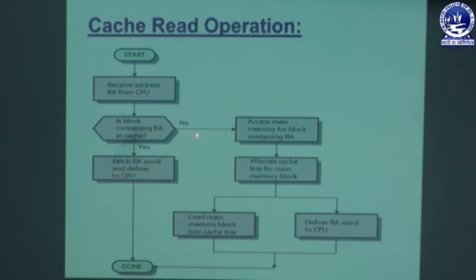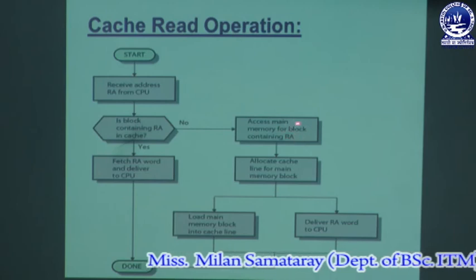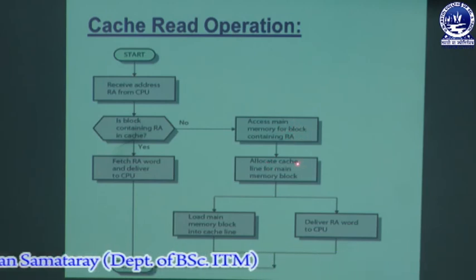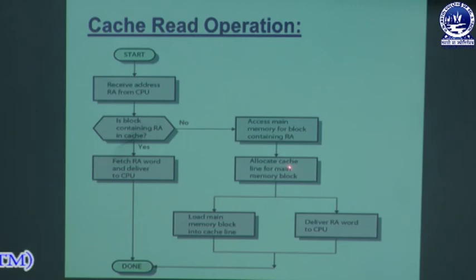If it is not present in the cache, then it will access the content of that address from the main memory, and the block of information from the main memory will be transferred to the cache memory. After this it will allocate a cache line for the main memory block. Basically when we discuss the main memory, the concept is block, and when it comes to the cache memory, it is the concept of line.